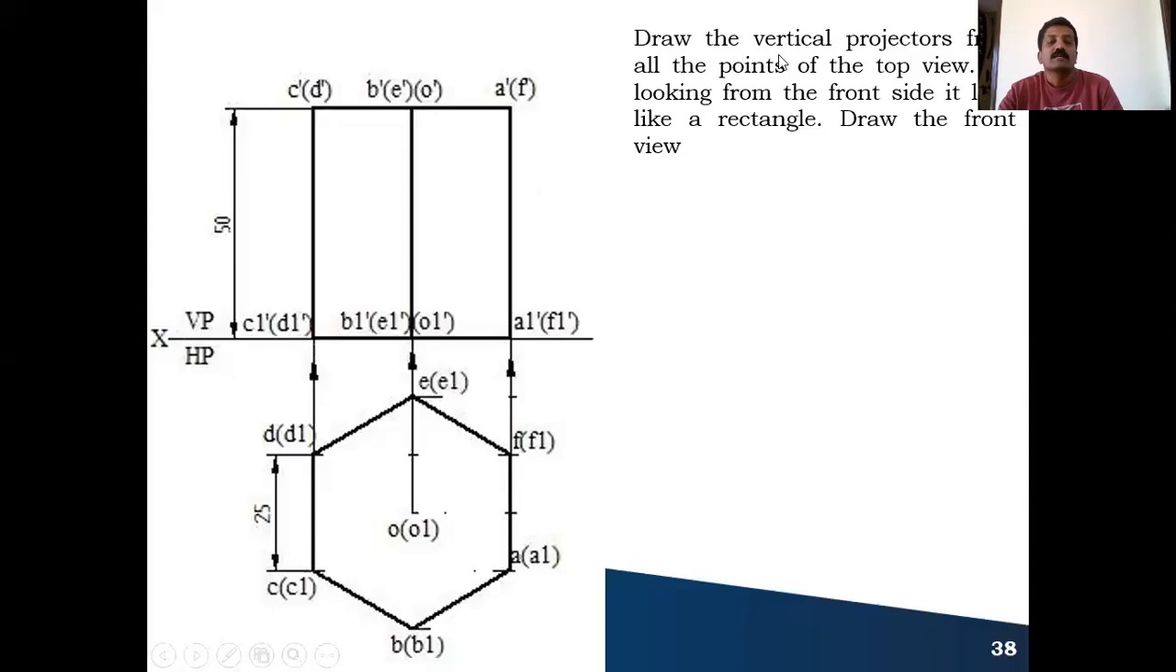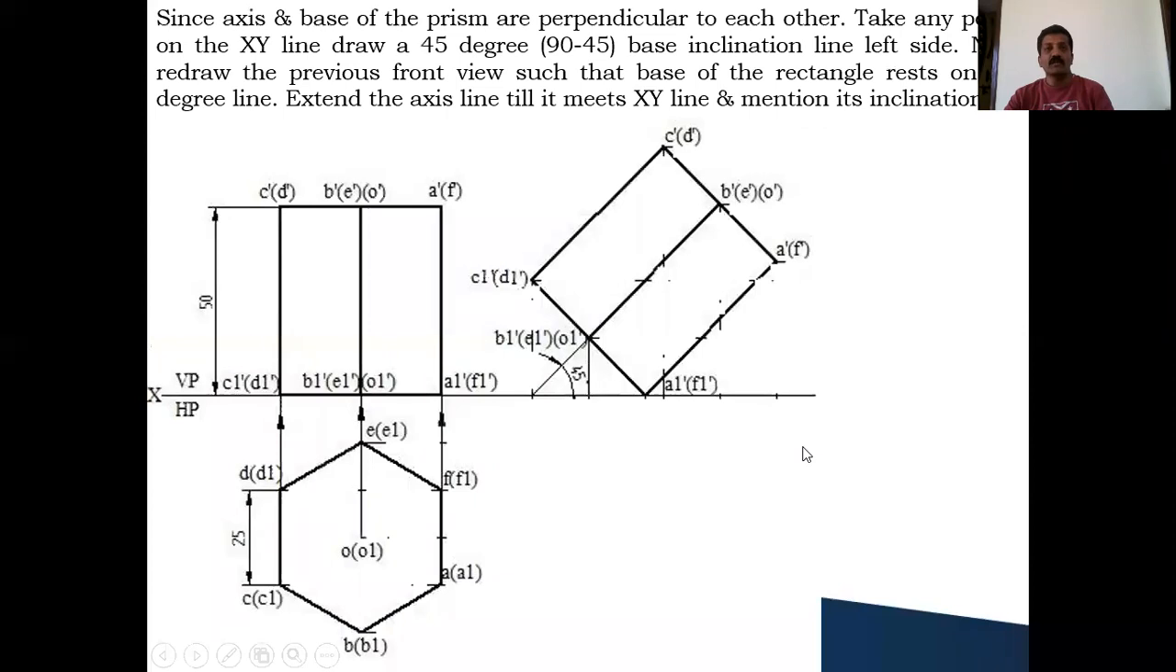So the next position, the second position he has given: the axis is inclined at 45 degree to HP. So here also the same thing, axis and base are mutually perpendicular to each other. If the axis is at 45 degree, then the base should be 90 minus 45, that is 45 degree. So on the right side you take any one point on the XY line, and from that point you can draw the base inclination 45 degree line. So left side like this. This is the 45 degree line.